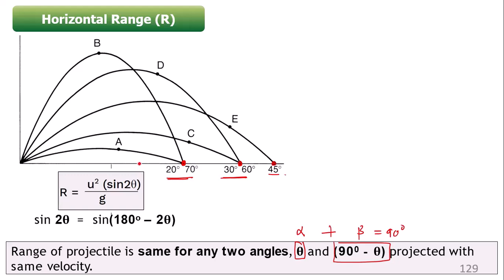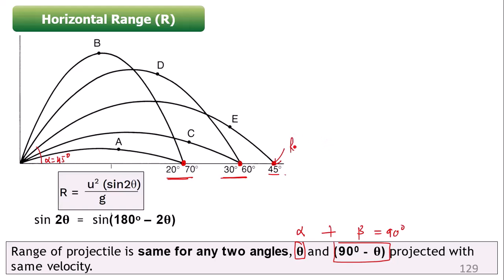Now one interesting result from this situation is that if I throw the particle at an angle of 45 degrees, alpha equals 45 degrees, then you observe that the range is the maximum. No particle can cross this 45 degree mark.